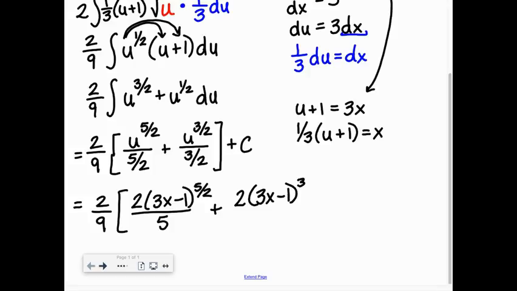There's really not much else you can do to make it any simpler than this.